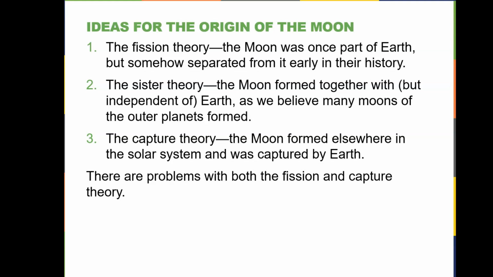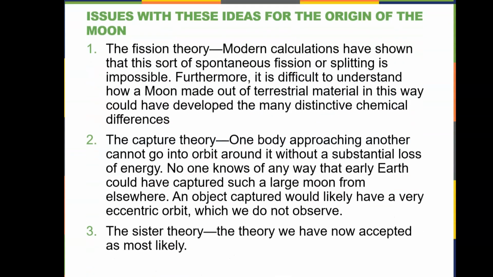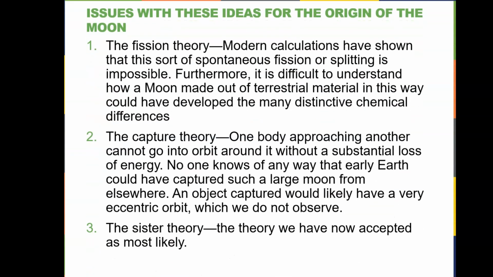However, there are problems with both the fission and the capture theory. The contradiction with the fission theory is that modern calculations have shown the sort of fission or splitting theorized is not possible. The contradiction with the capture theory is that, to go into orbit, the object traveling would have to lose a significant amount of energy.